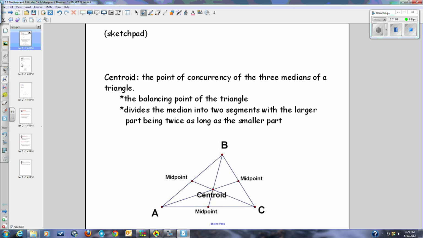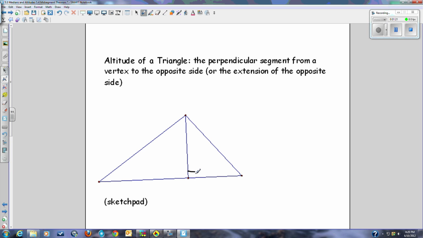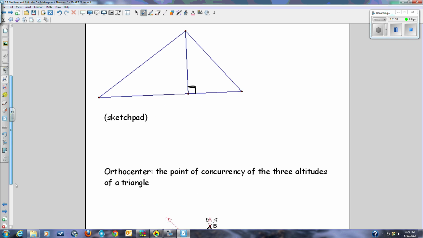Let's continue on. The altitude of a triangle. This is the perpendicular segment from a vertex to the opposite side. Now, I actually made this with Sketchpad. That's why these lines are a little bit squiggly, but you can imagine these are supposed to be straight lines. The altitude goes from the vertex, making a perpendicular line with the opposite side. And I'm also going to show you how to construct one of those with Sketchpad in class.